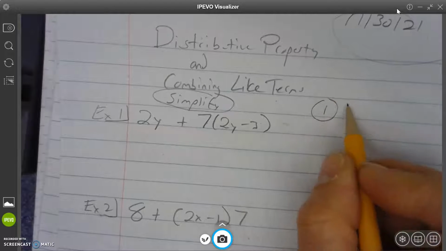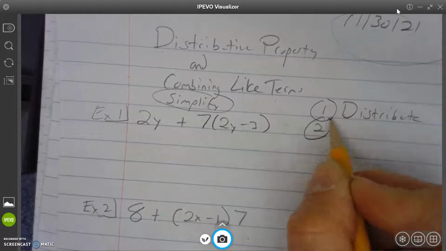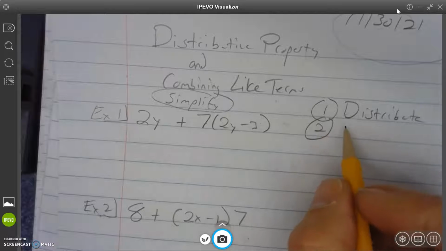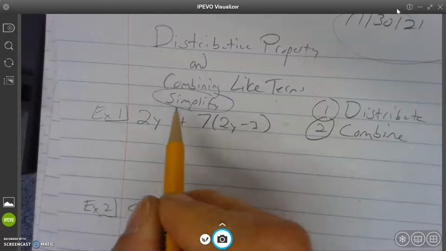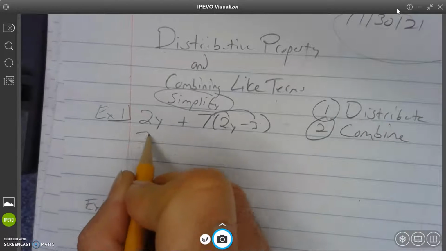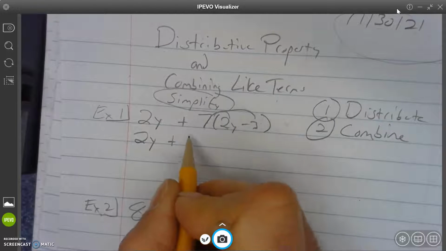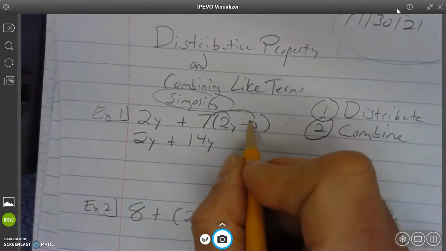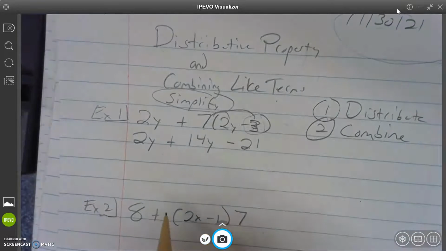Step 1 is always distribute. We've got to get this down because today during class is going to be even more complicated. You have to make sure you know this because I'm adding something else today in class. So let's do it. Next one is combine like terms. Okay, so look here. Do I see distributive property? Yeah, I do. So I've got 2y. That's doing nothing, just bringing that down. 7 times 2y is 14y. 7 times negative 3 is negative 21.